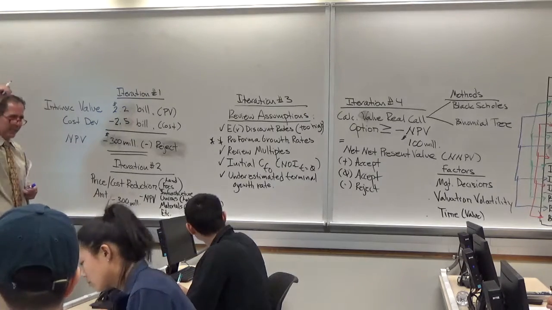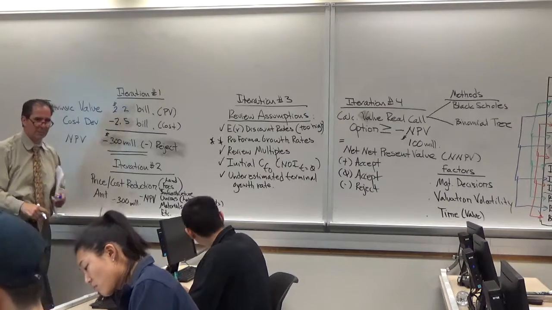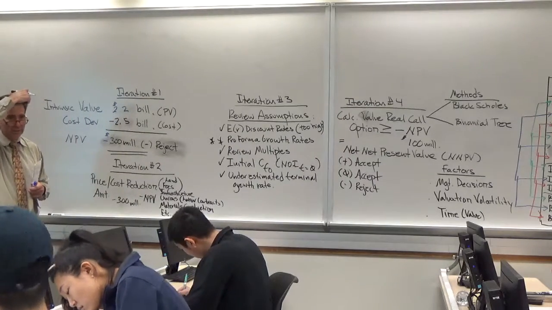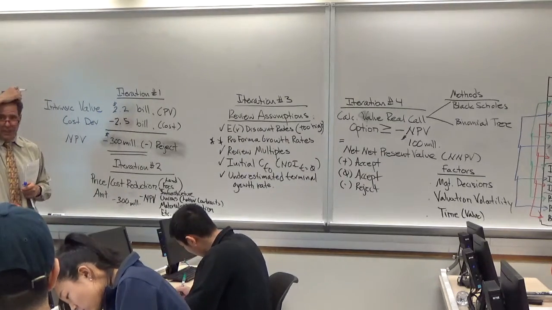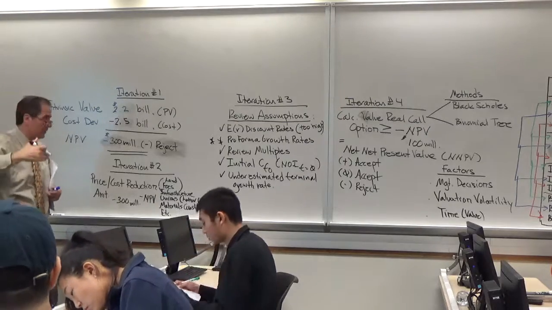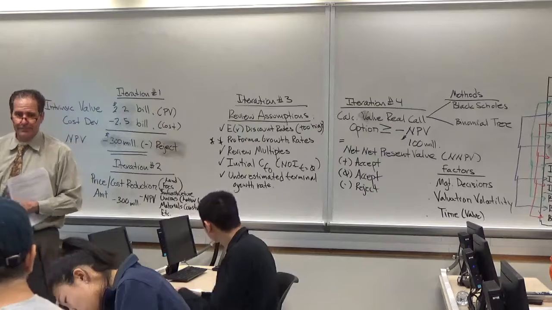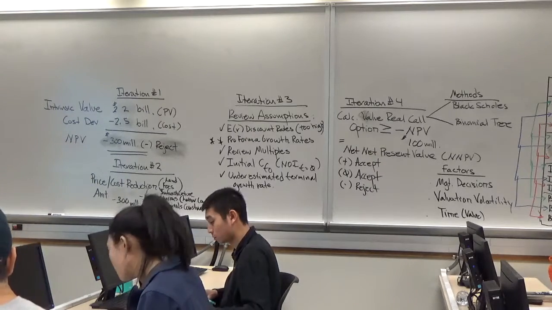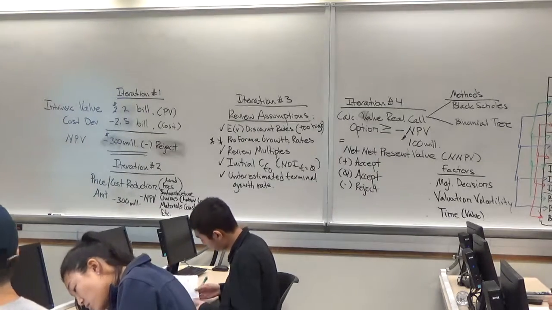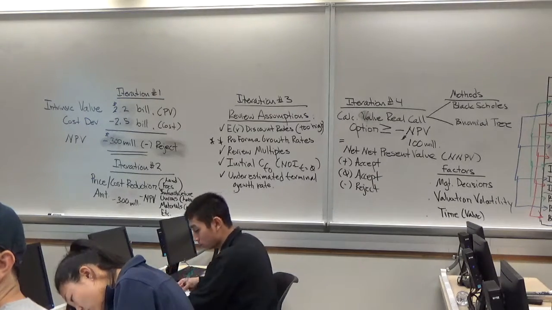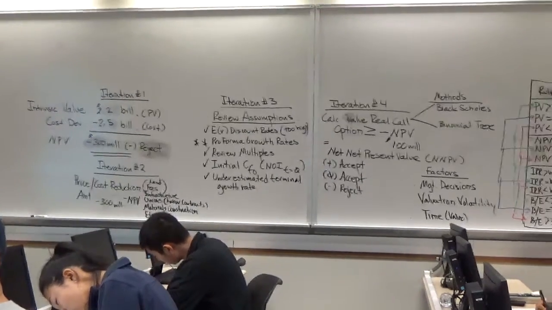But let's say they can't. I mean, 300 million is a pretty big chunk to try to reduce. And they still want to do the project. So they can go now to iteration three and do what? What's iteration three? We basically just went through iteration three, so it should be easier to go through it again. So what's iteration three?